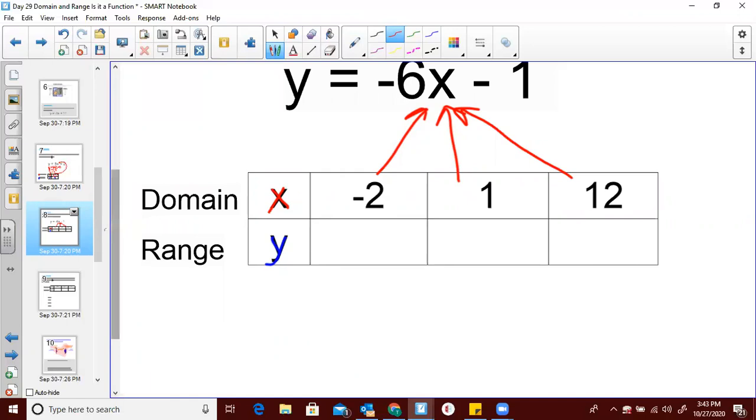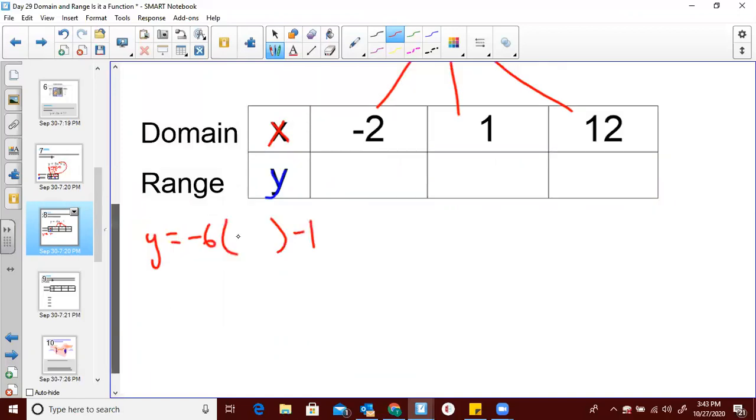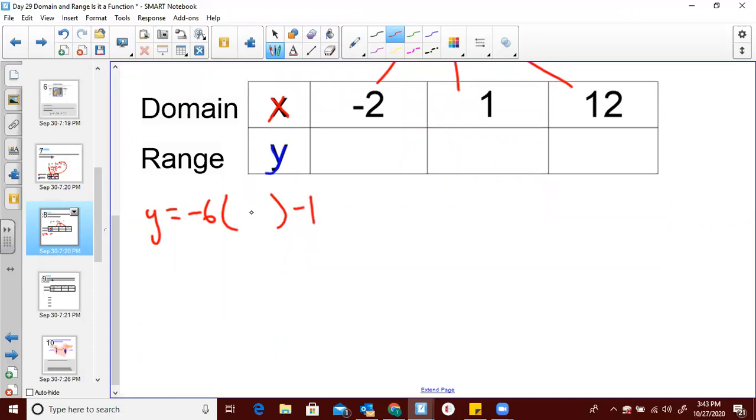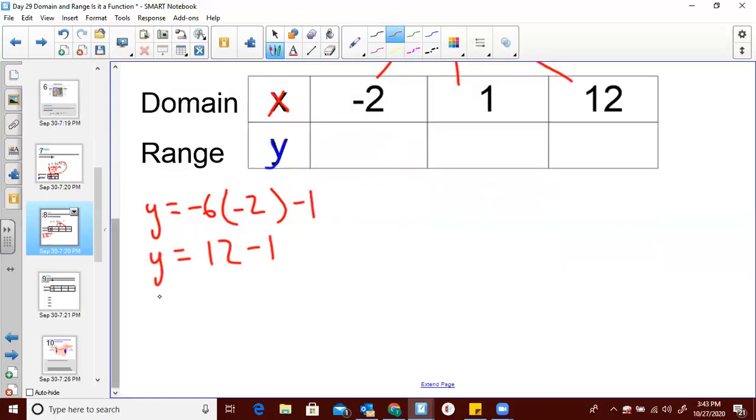All right, so I have y equals -6. I'm going to leave a space. That's where my variable is. That's where I'm going to have to plug in my x value. I'm going to say -1. Excuse me. And I'm going to put in my -2. So you'll see that y equals -6 times -2 is going to be a +12 minus 1. That was 1. Yep. And 12 minus 1 will give you 11. So our y value will just be 11.